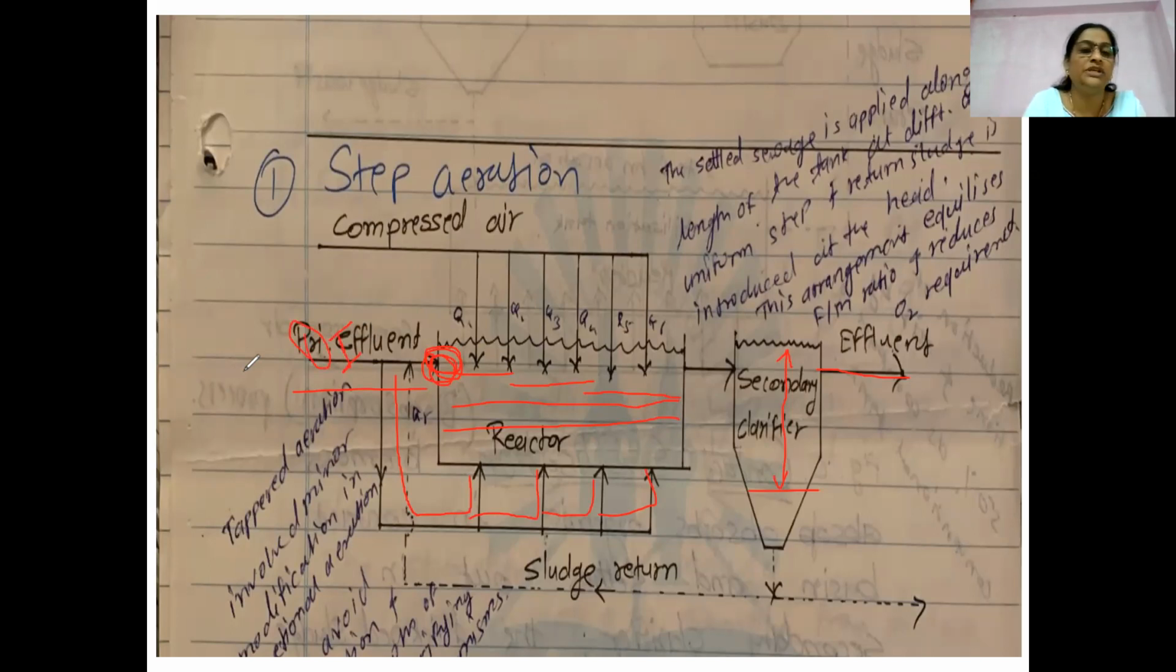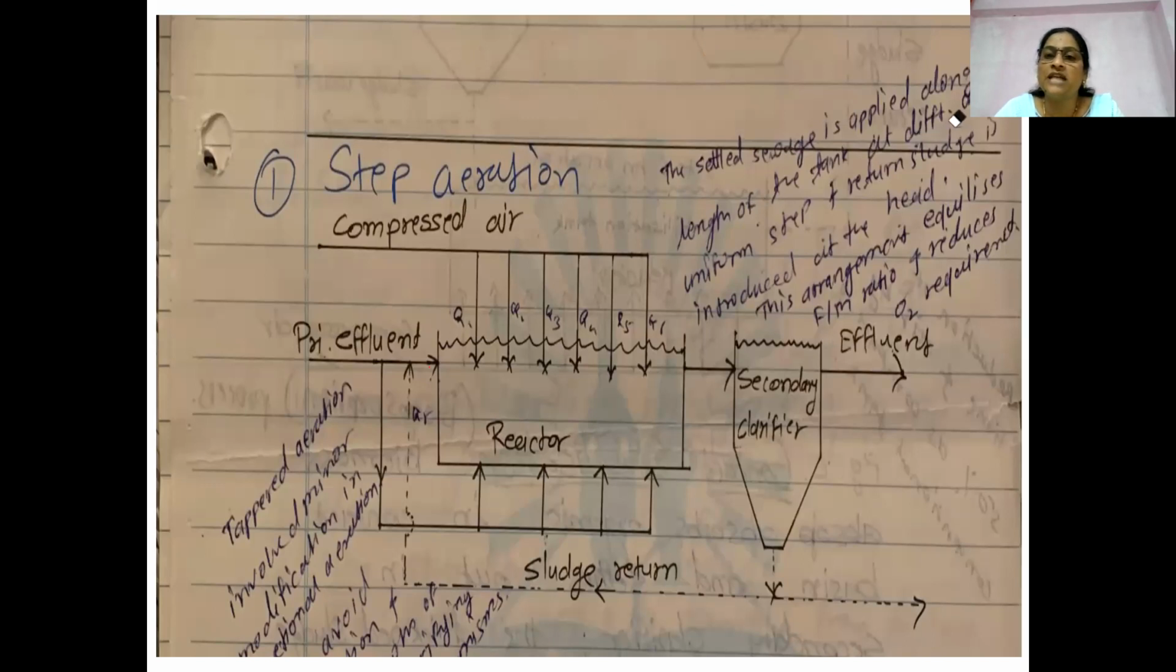And that's why I'm saying here primary effluent. Okay. So the main advantage of this step aeration process over the conventional aeration process is to improve the rate of degradation and getting the result with a higher excellence. Okay. The settled sewage, here something I have written here, we will read.